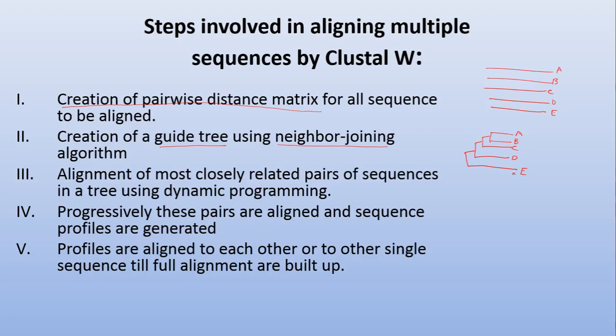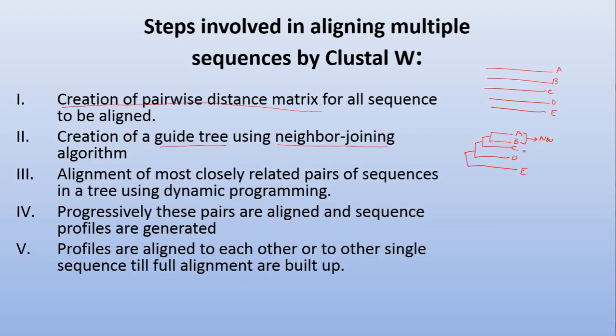Say, for example, in this guide tree, A and B appear to be most closely placed to each other. In this way you would first align these sequences A and B. Based on the data on your guide tree, the alignment of most closely related pairs of sequences is done using dynamic programming like Needleman and Wunsch. You would use Needleman and Wunsch to align these two sequences globally. Then subsequently or progressively, these pairs are aligned to the remaining sequences that are left as per the order present in your guide tree.